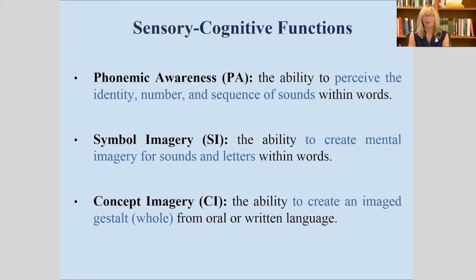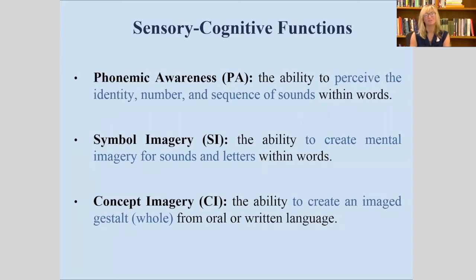We know a lot about phonemic awareness now. We sure do. In case you don't know, it's the ability to perceive sounds in words. Simply put. Symbol imagery is that ability to picture letters for those sounds, also just as important. And concept imagery is that ability to create an image gestalt or whole. This really is the sensory system that allows us to engage in language, which is kind of why we read. So here's something to think about, though.